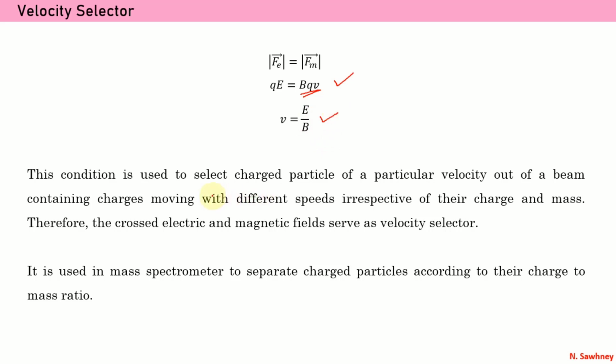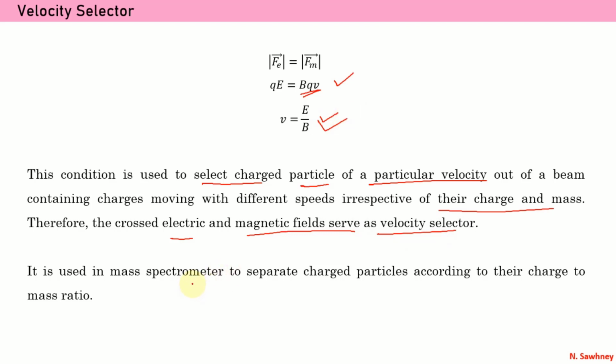This condition is used to select the charged particle of a particular velocity out of the beam containing charges moving with different speeds irrespective of their charge and mass. Therefore, the crossed electric and magnetic fields serve as velocity selector. That means only the particles which are having the speed of E upon B will be passing through undeflected from the region of crossed electric and magnetic fields.